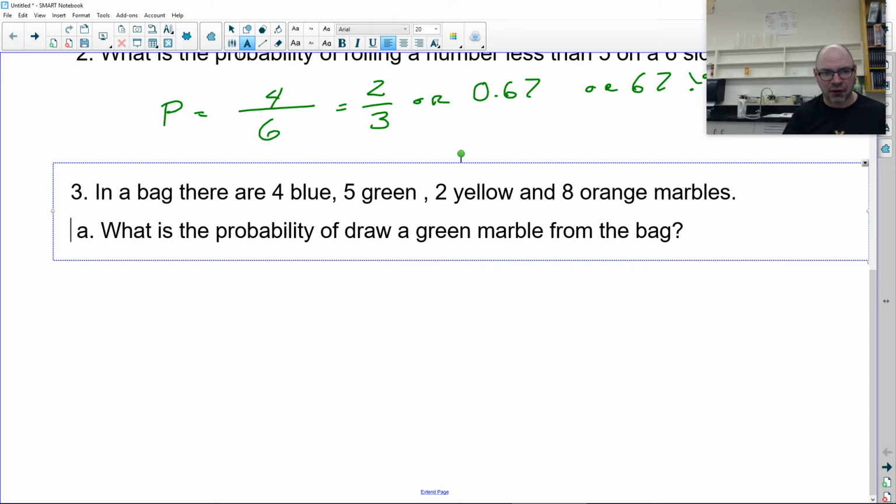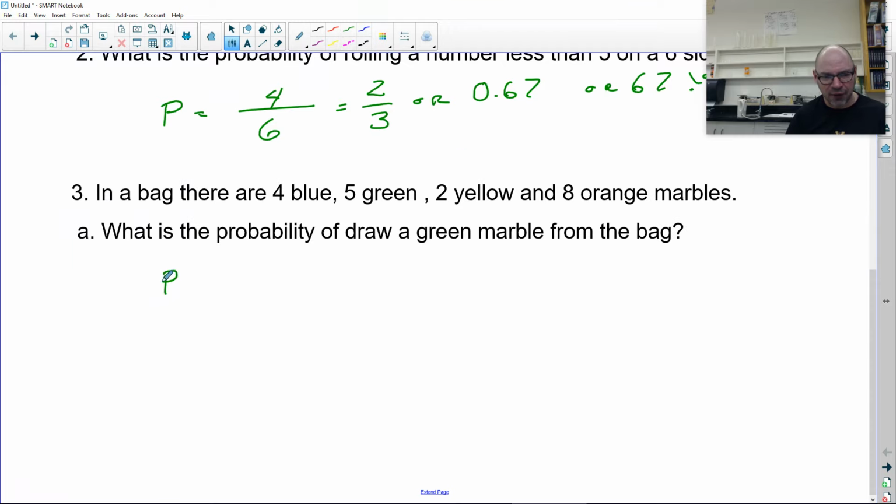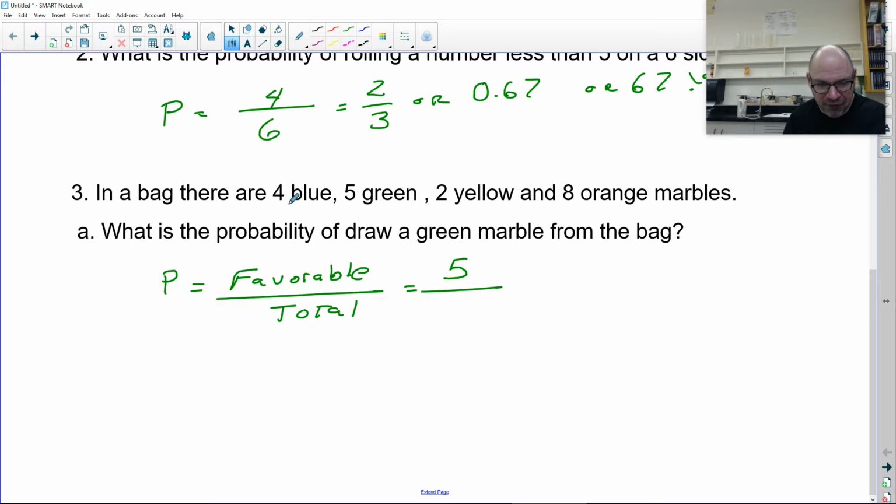So we got to do our total. Probability is going to be, I like to write the formula as favorable over total. So that's one way you can write your formula rather than writing out the whole words that we had at the top there. So we can count the favorable number. We have 5 total green marbles. And we have a total of 4 plus 5. We have to count those as well. That's 9. And 2 more, that's 11. And 8 more, that's 19. Okay, we can't reduce that.